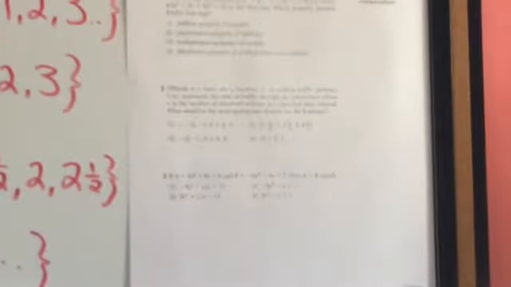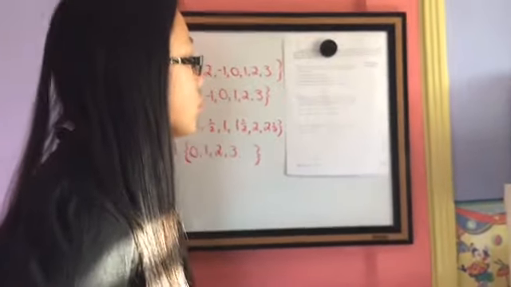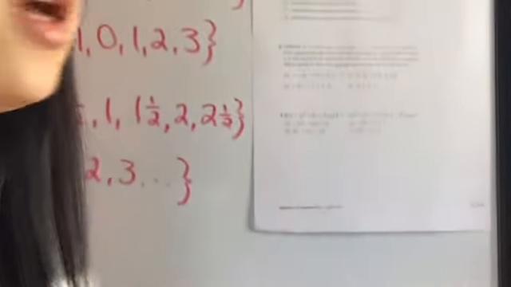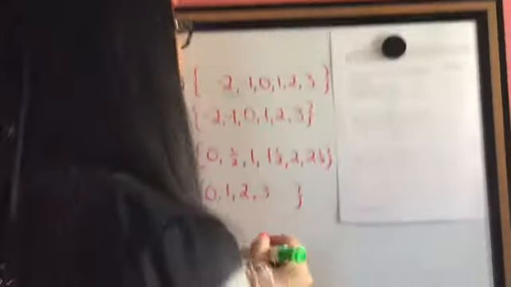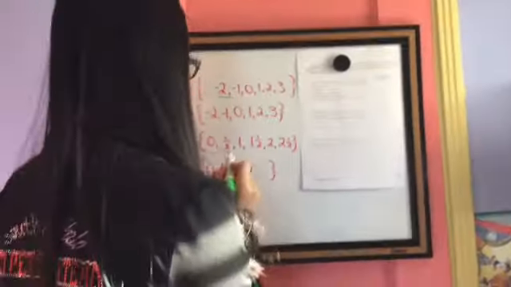It represents the rate of traffic through an intersection where n is the number of observed vehicles in a specified time interval. The question asks, what would be the most appropriate domain for the function? So this is talking about cars, and right away you can tell that there shouldn't be any negatives because you can't have a negative number of cars. You also cannot have fractions. So no negatives and no fractions, which only leaves number 4, which is the answer.